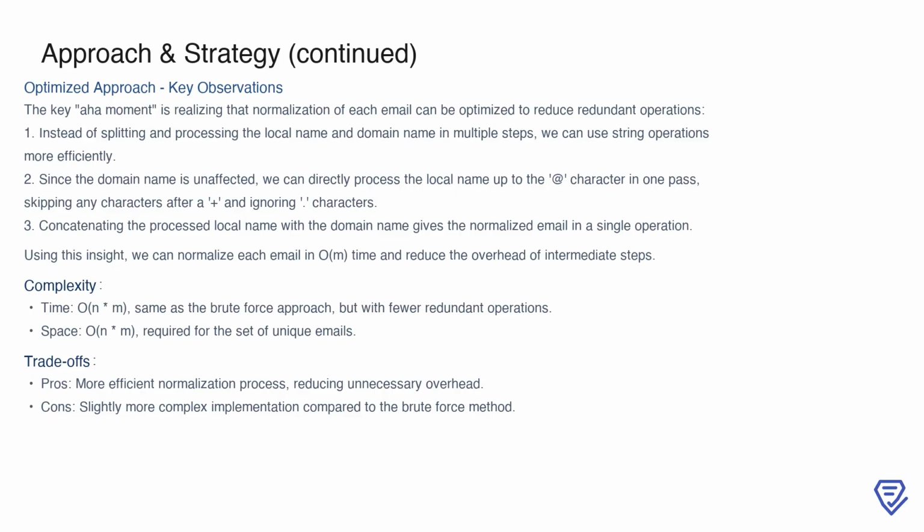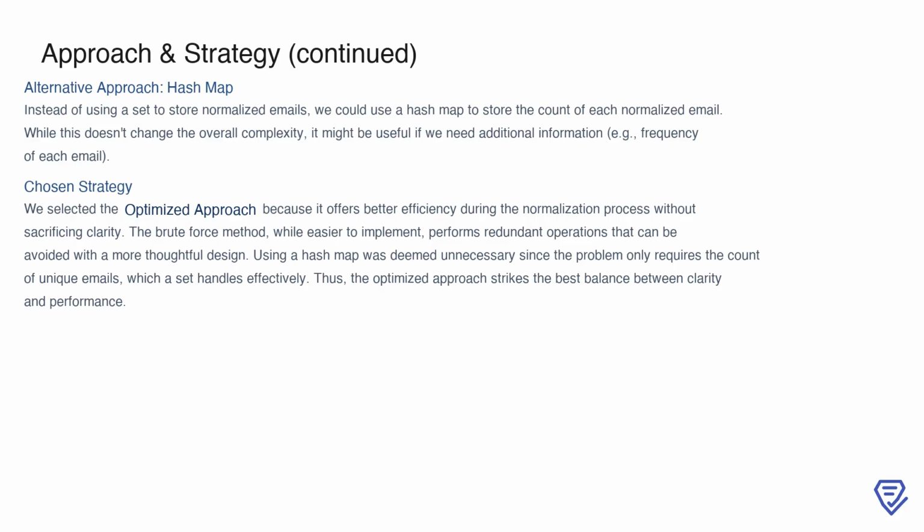making it a strong candidate. An alternative approach to consider is using a hash map instead of a set to store the normalized emails. In this method, the hash map would keep track of the count of each normalized email. While this doesn't change the overall time and space complexity, it could be useful if we needed additional information, such as the frequency of each email address. However, since the problem only asks for the count of unique emails, a set is both sufficient and simpler.